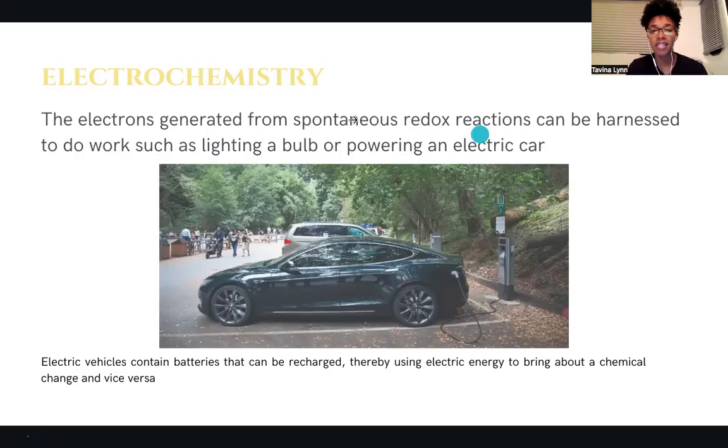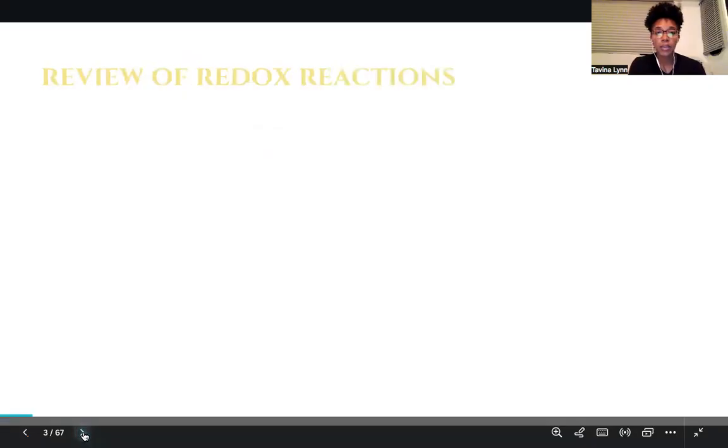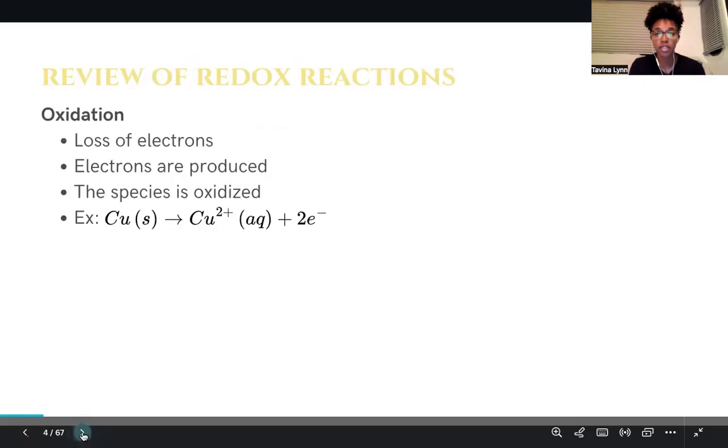And because we're looking specifically at spontaneous redox reactions, the electrons that are generated from these reactions can be harnessed to do some form of work, such as lighting a bulb or powering an electric car. So let's review redox reactions since this is the foundation of electrochemistry.